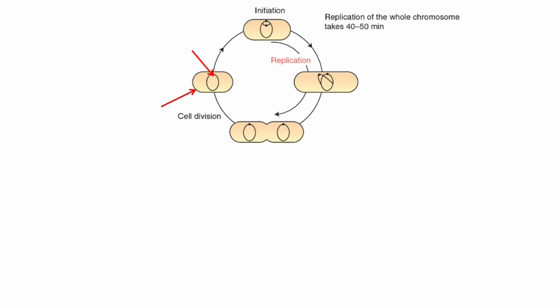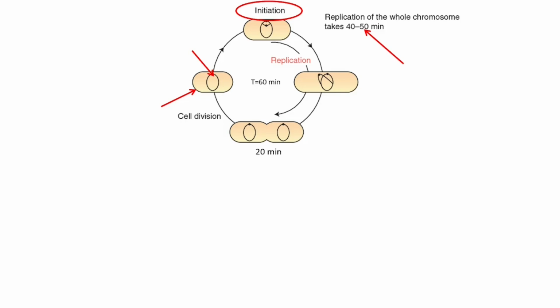The replication has initiated and it takes 40 minutes to complete the replication of the genome of E. coli. It then takes 20 more minutes for cell division. Thus, it takes 60 to 70 minutes for one E. coli cell to become two.